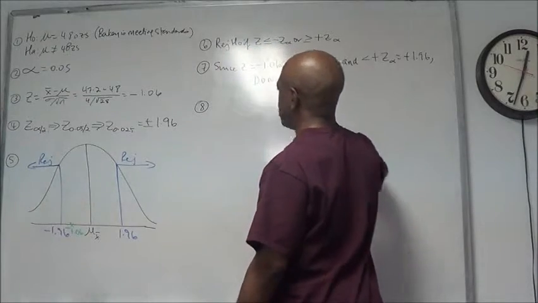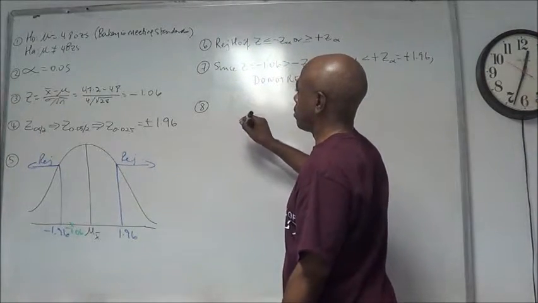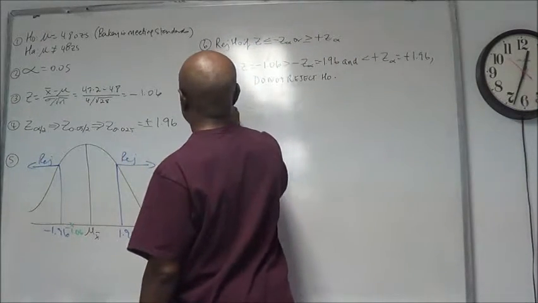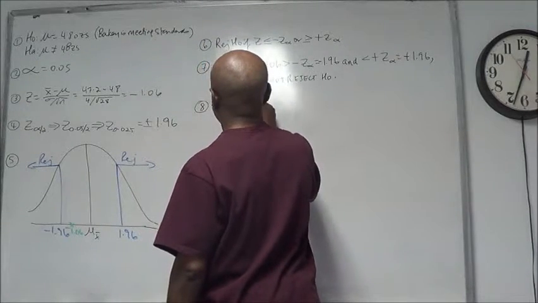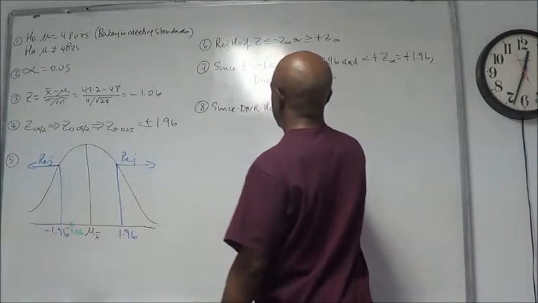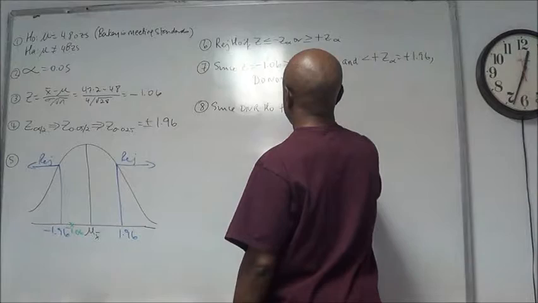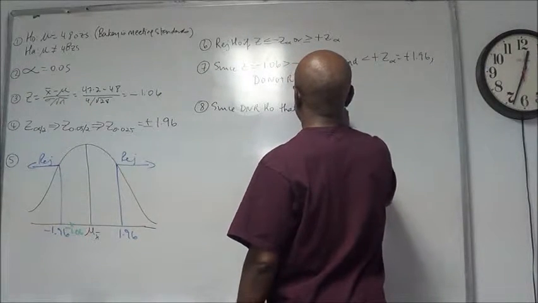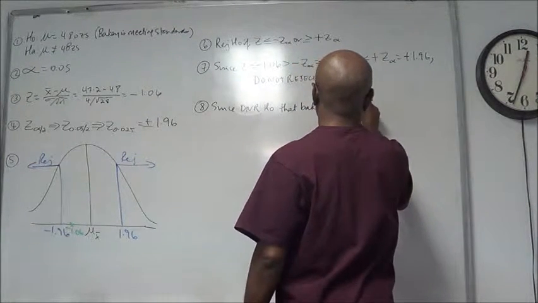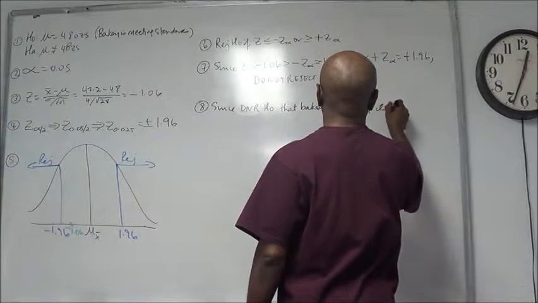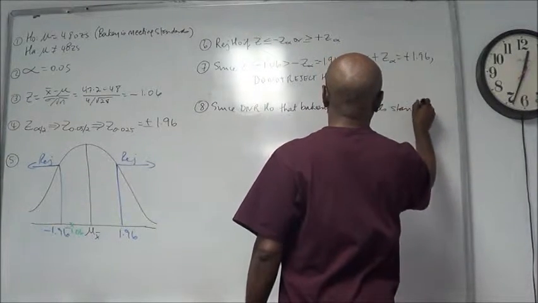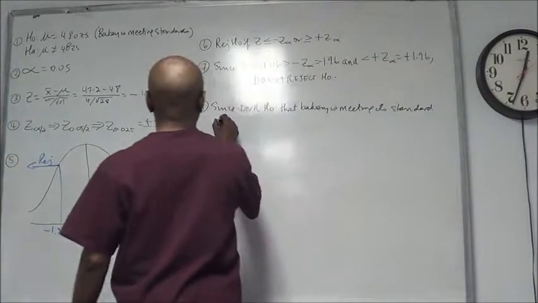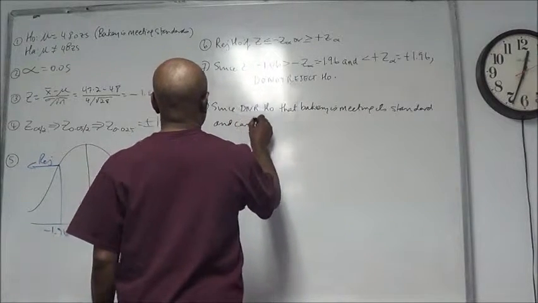Since you do not reject H0, then what? You can conclude at the 5% level that the bakery is meeting its standard of 48 ounces per cake. They can continue baking cake for Christmas.